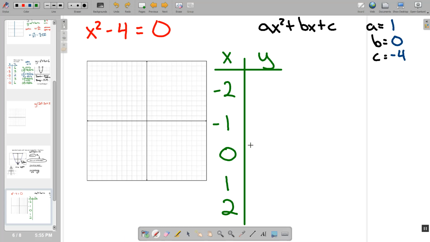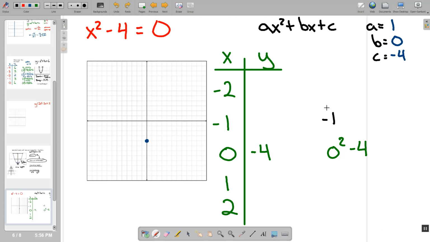Our 0 value here would be 0 squared minus 4. Well, 0 squared is 0. 0 minus 4 is -4. And so if we did everything correctly, this should be our vertex, and it should be opening to the left and right. So let's check to see if that worked.